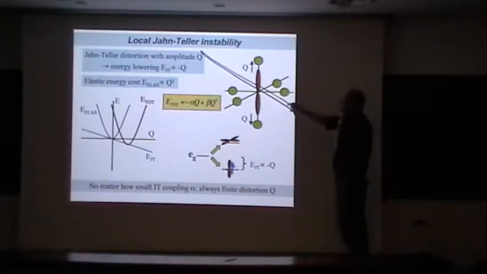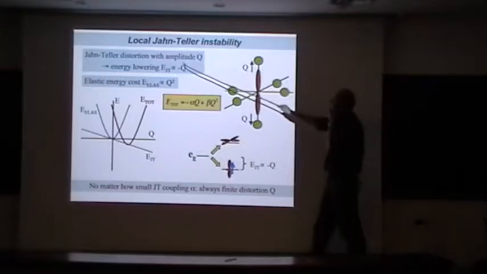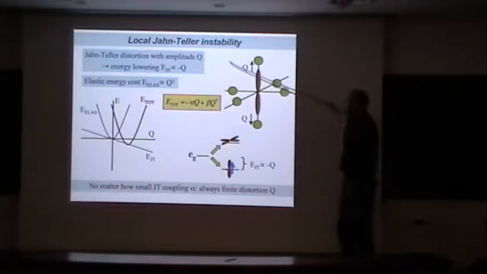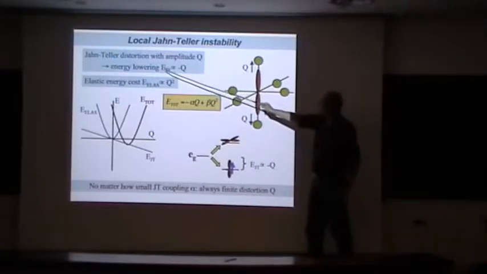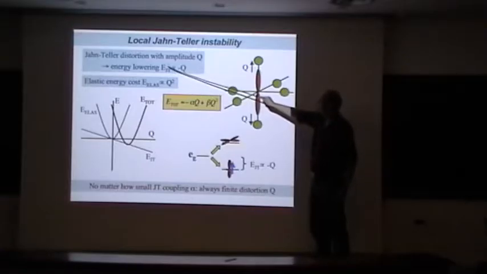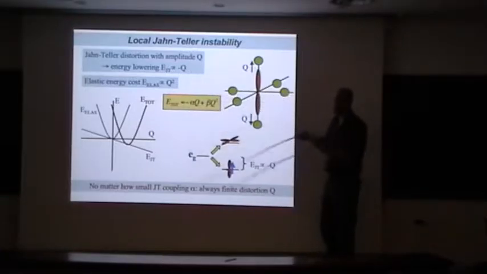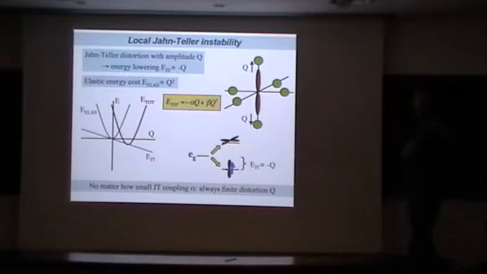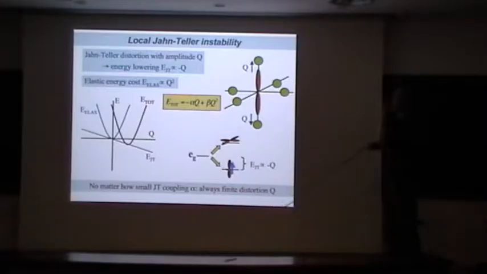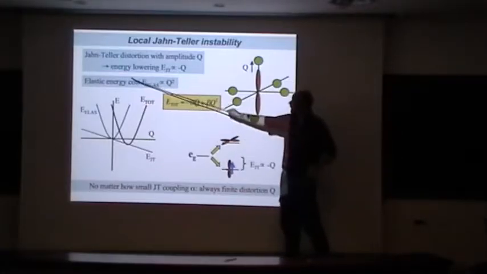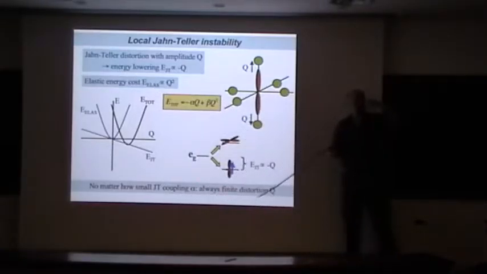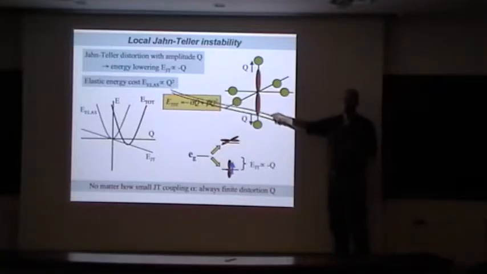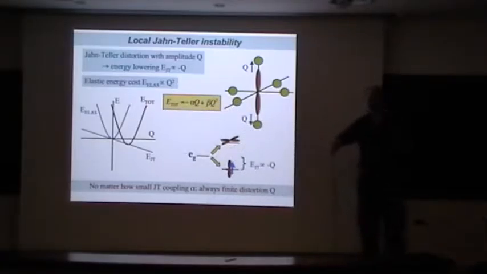Well, it gives rise to a local Jahn-Teller instability. It leads to a Jahn-Teller distortion with an amplitude Q, where Q parameterizes the size of this distortion. Why? Because the energy lowering due to this distortion is proportional to Q. I have degenerate states and I split the degeneracy. So the energy I gain is proportional to the split, to the distortion. Instead, the elastic energy that I lose in making this distortion, I don't know what it will be, but I'm sure it has to be proportional to Q squared, to the square of the distortion.